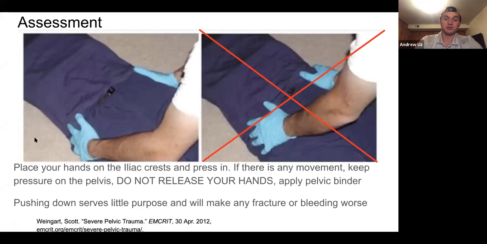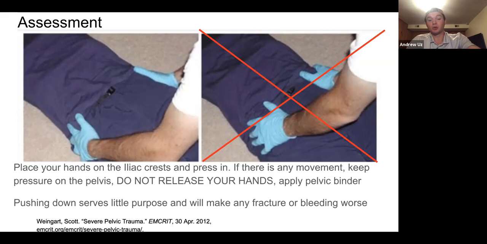As far as specifically assessing the pelvis itself, what you're going to do is place your hands on the iliac crest, and as we talked about before, they're kind of the wings, so to speak, of the pelvic ring, and you're going to press inward, toward the midline of the body. If the pelvis moves under your hands, keep your hands where they're at. You don't want to release and then push again. You don't want to do anything. It's just like splinting any other bone. You manually stabilize it as your first step.